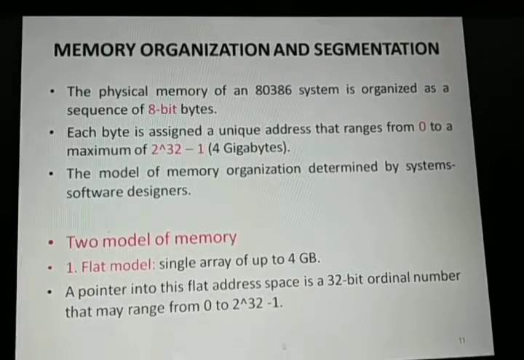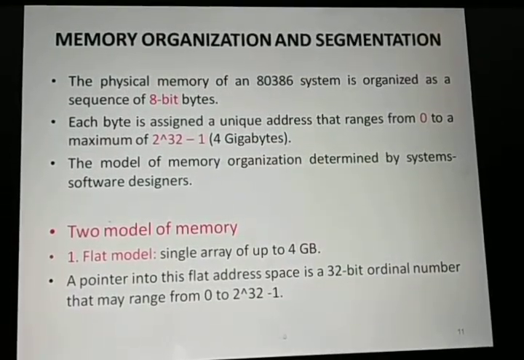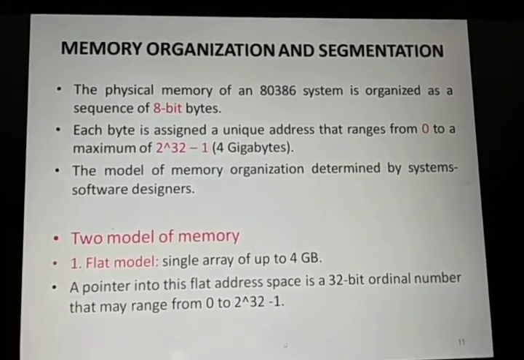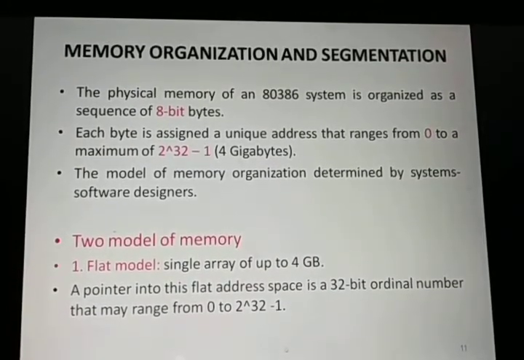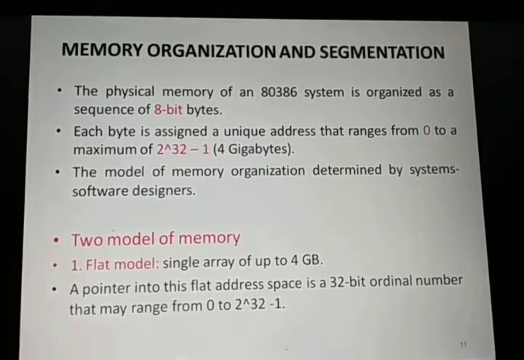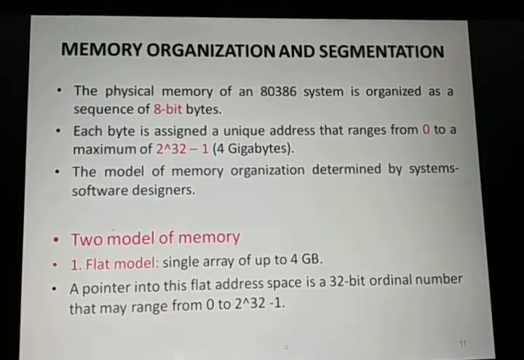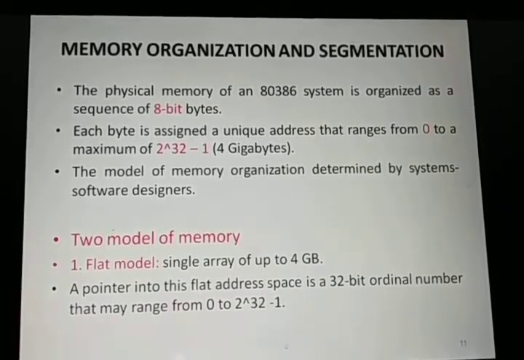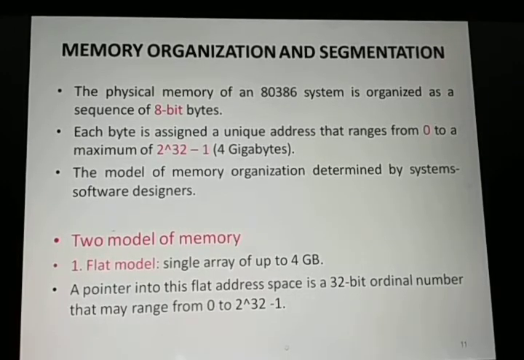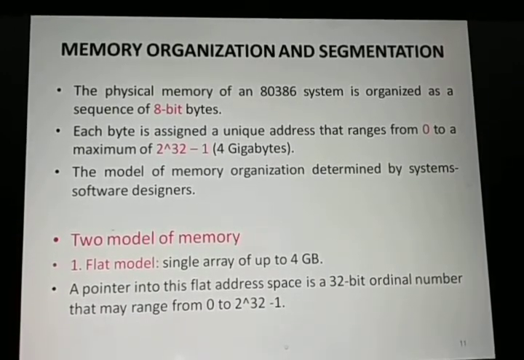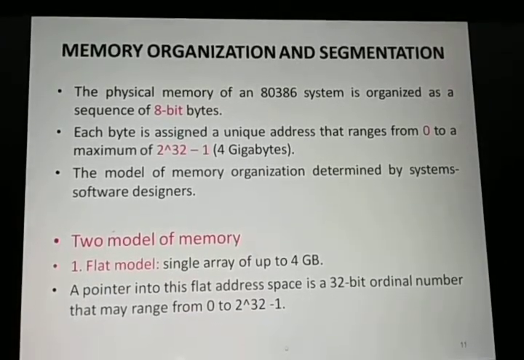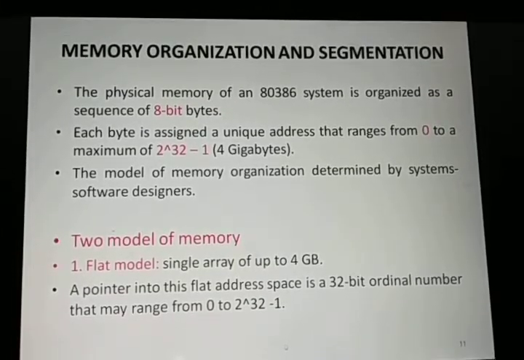Then two models are used for memory, the flat model and the segmented model. In a flat memory model, we do not divide your memory space into parts. In the segmented model, for proper utilization of memory, we divide the memory space into parts, and these parts we call segments. So this is a flat memory model: a single area of up to 4 gigabytes, and a pointer into this flat address space is a 32-bit ordinal number that may range from 0 to 2^32 minus 1.